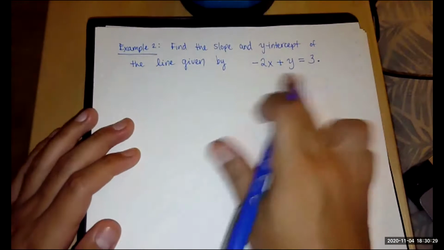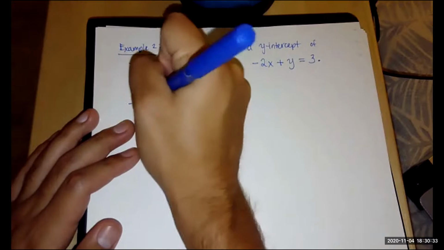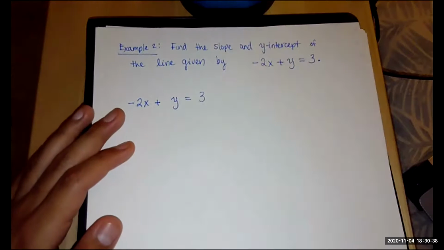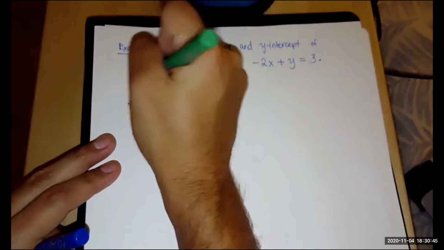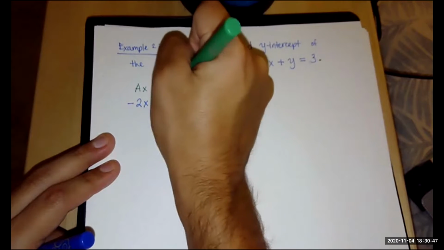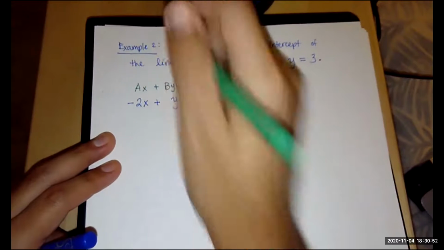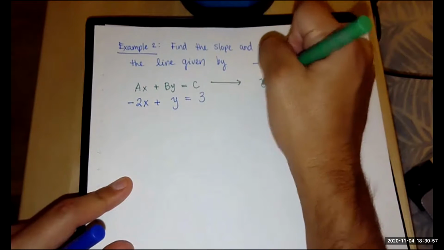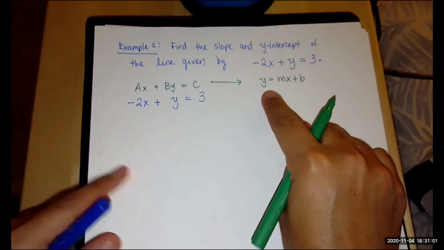Okay, so right off the bat, you'll notice that this is in standard form. If I rewrite the equation, -2x plus y is equal to 3, I could say that this is of the form ax plus by is equal to c, right? That's standard form. And we want to switch that somehow to y equals mx plus b. Basically, we want to get the y by itself.